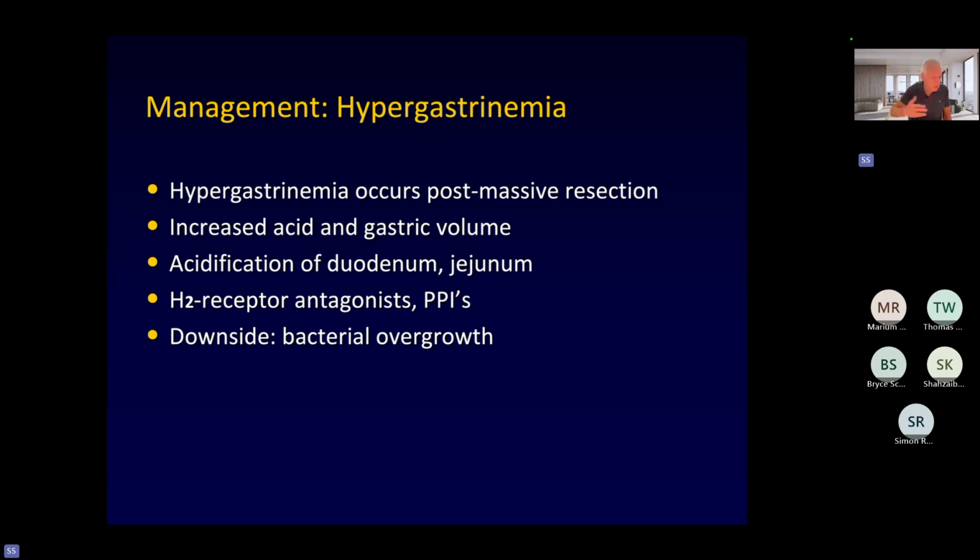So patients who have had a massive resection, one should consider placing them on some acid-limiting agent, such as an H2 receptor antagonist or a PPI. The downside, of course, is a bacterial overgrowth because our gastric acid is our main barrier against bacterial invasion.